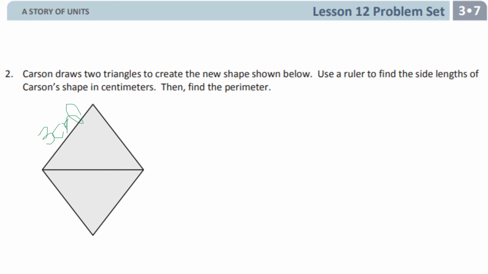All right, so for this problem, it's a word problem. Carson draws two triangles to create the new shape shown below, which is right here. Then you're going to use a ruler to find the side lengths of Carson's shape in centimeters. Then find the perimeter.